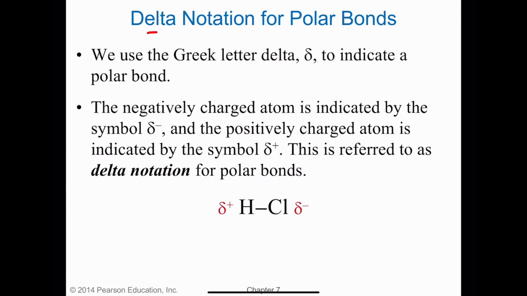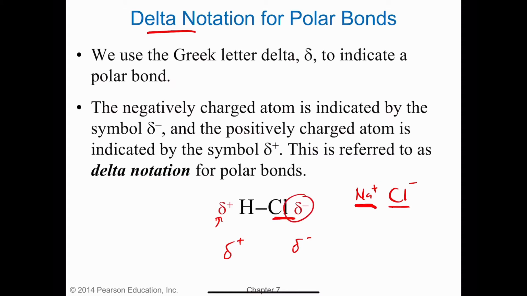So this delta notation, this is what this symbol here is. So delta positive and delta negative. That's basically saying that this chlorine here is slightly negative. It's not a whole negative charge like chlorine might be when it's an ion by itself. Like if we had sodium chloride, we have a sodium with a full positive charge and a chlorine with a full negative charge. So we're using delta for part of that. It's not a full negative, it's just a partial negative. And we put the partial negative here next to the chlorine, again, because chlorine was more electronegative.